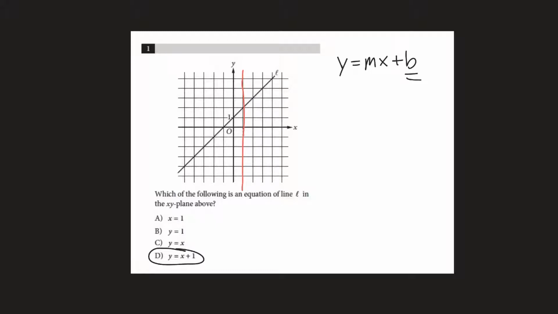If we look at the first one, x equals 1, that's going to be a vertical line like so. Y equals 1 is going to be a horizontal line like so. And y equals x, that's going to be a line like so. Same slope, but through the origin. So the answer is D.